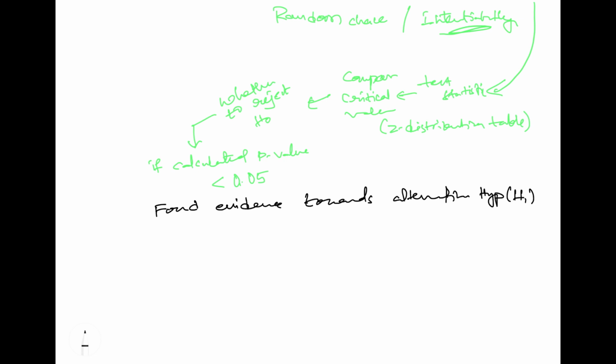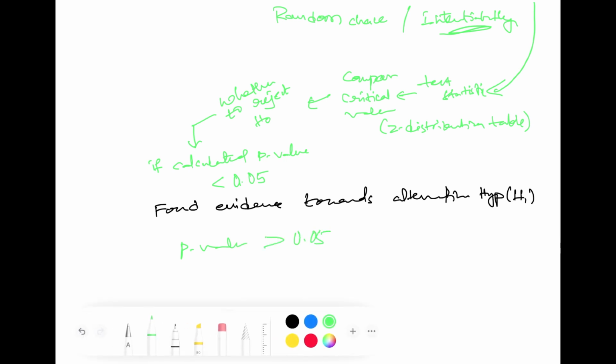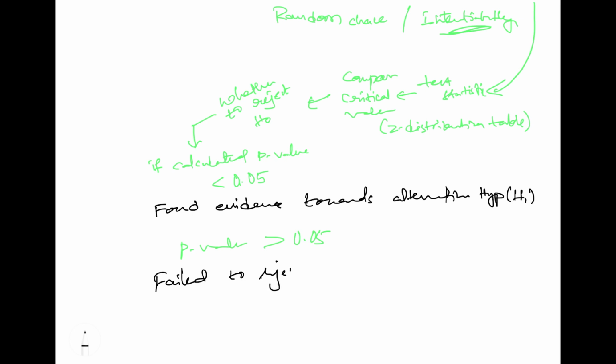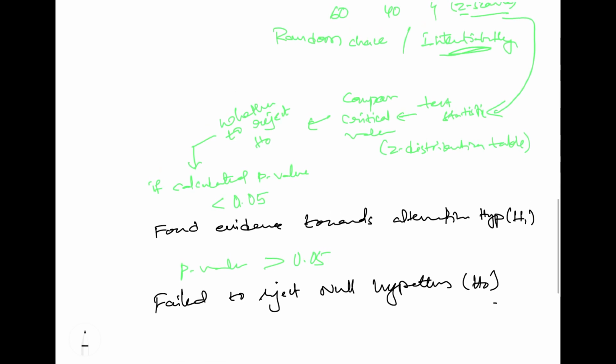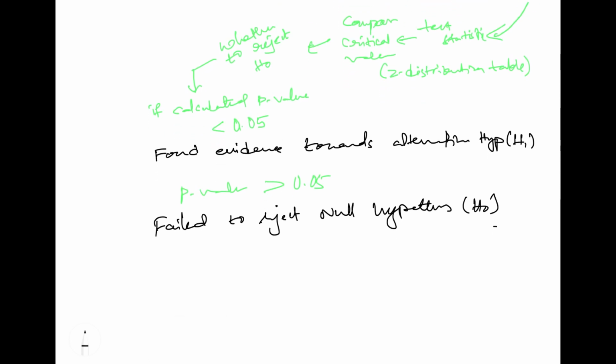But if your p-value is greater than 0.05, you write fail to reject the null hypothesis H0. So this is how hypothesis testing is done.